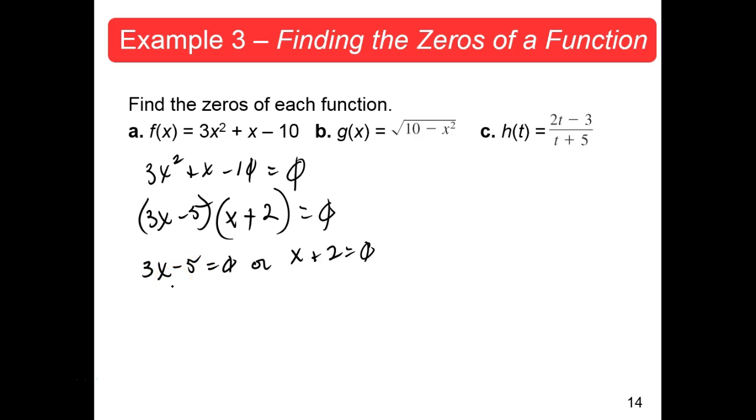What do we do here? Now it's your turn. Add 5 to both sides. Right. For a linear equation, that's what you do. And what does that give you? 3x equals 5. Yes, divide both sides by 3. And that gives us x equals 5/3. We found the zero. How about this one? Yes, subtract 2 from both sides, x equals -2.